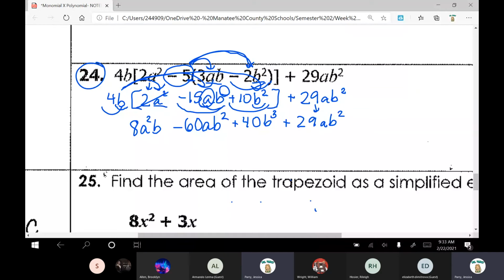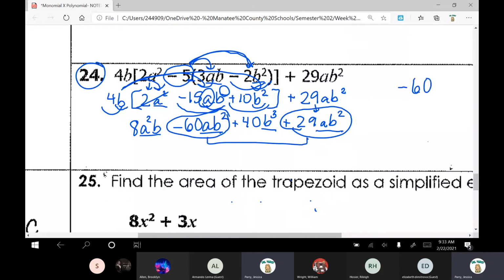Okay, so we did all of our distributing. There's no more parentheses, no more brackets. Now let's check and see. Can we combine anything here? So we've got a squared b, ab squared, b to the power of 3, and ab squared. You can see these two, ab squared, these can be combined, so let's combine those.